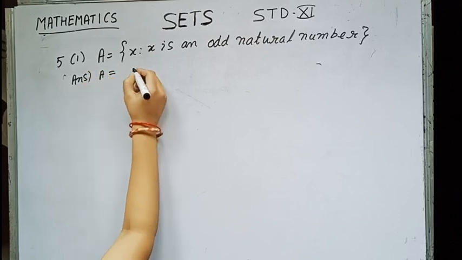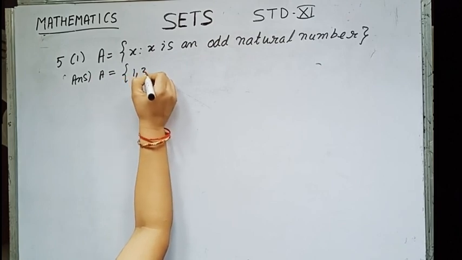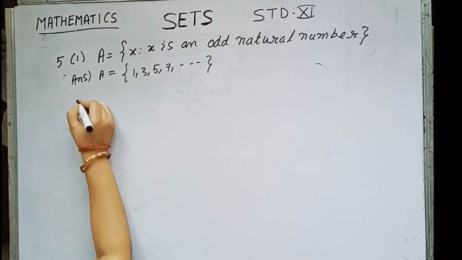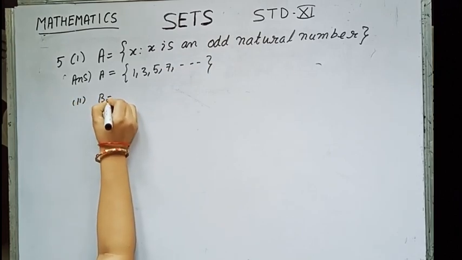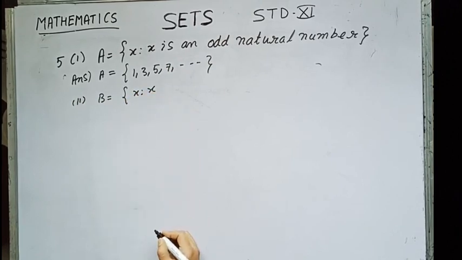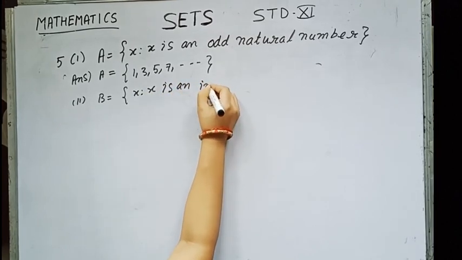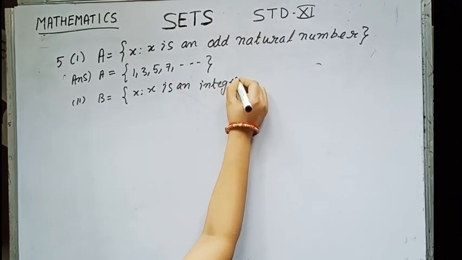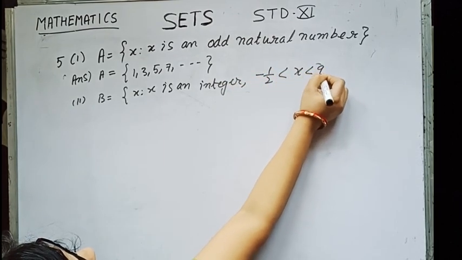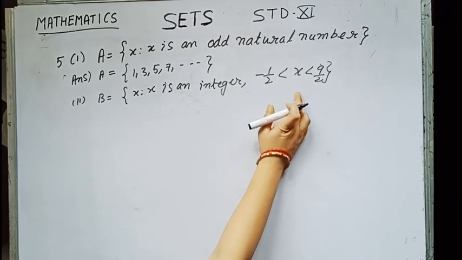So answer: A equals to {x such that x is an odd natural number}. So simply write the odd natural numbers. I think that's clear. Now subpart number 2 is B equals to {x such that x is an integer, and minus 1 by 2 is less than x, which is less than 9 by 2}. So we have to list all the integers between minus 1 by 2 and 9 by 2.